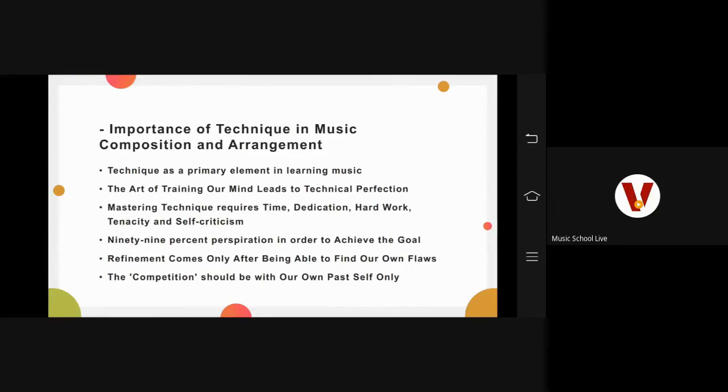Technique is basically a primary element in learning music, that we all know. The means of achieving technical perfection is basically to train our mind. If we learn how to train our mind, we will be technically perfect. And we have to master the technique, which requires time, dedication, and hard work. This is absolutely essential while mastering technique: practice, practice, and practice.